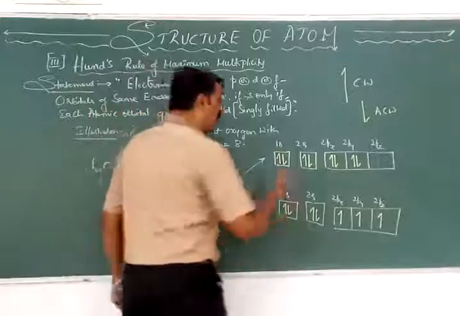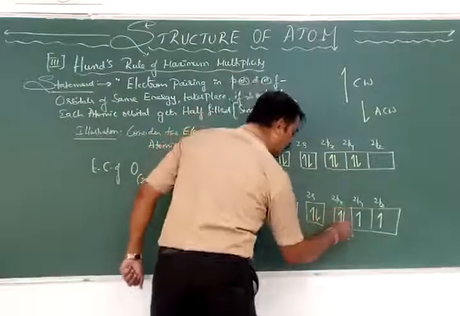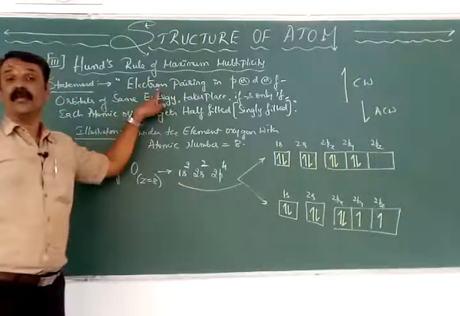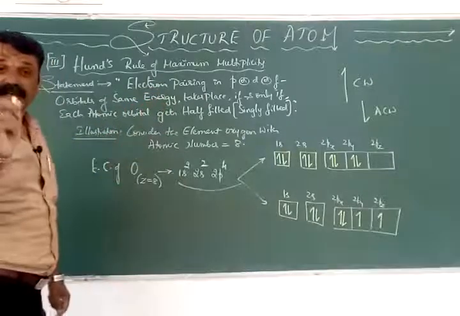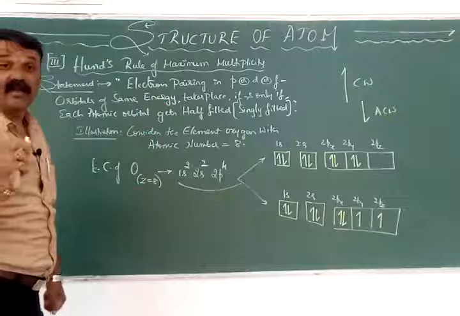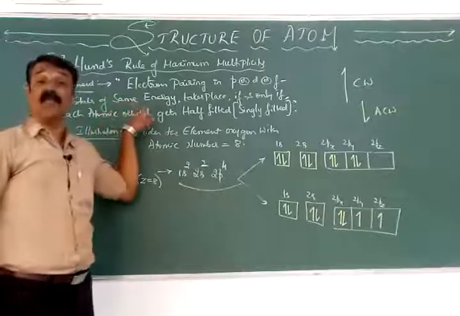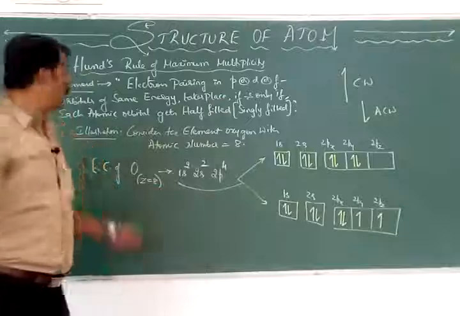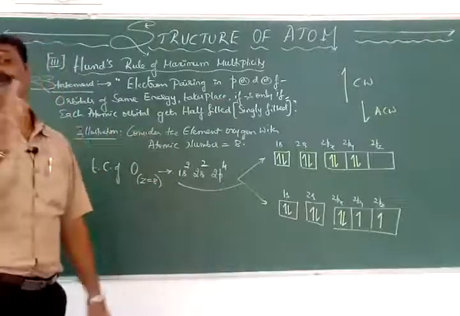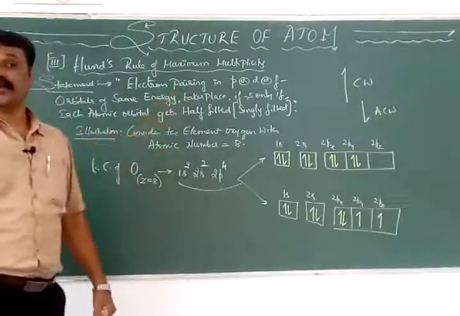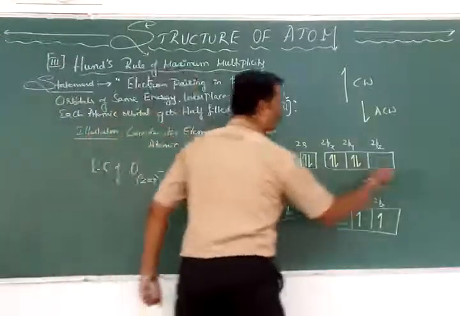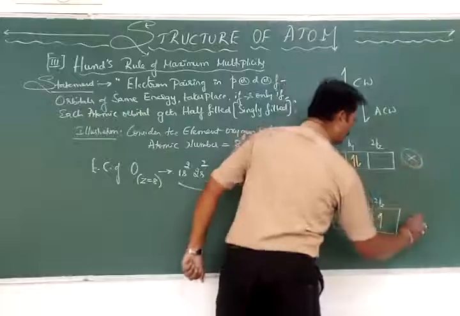Then how to pair that? After this it starts to get paired. It is called electron pairing. Electron pairing in case of the p or the d or the f orbitals of what energy? Preferably the same energy takes place if and only if each atomic orbital is what filled? Half filled. Half filled is also called singly filled. So therefore, among those two, this is not correct and this is correct.